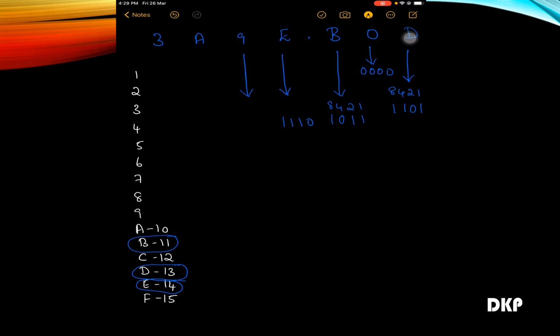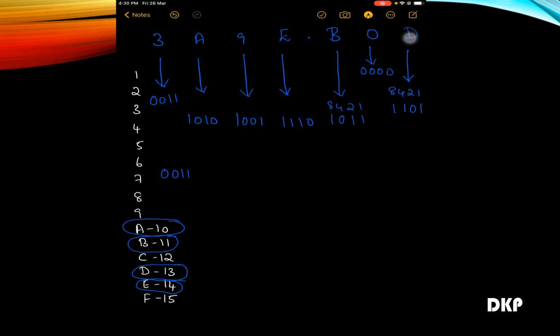What is the binary of 9? Binary of 9 is 1001. What is the binary of A? A represents 10. Binary of A is 1010. And what is the binary of 3? 0011. Now you have to write these binary numbers together.